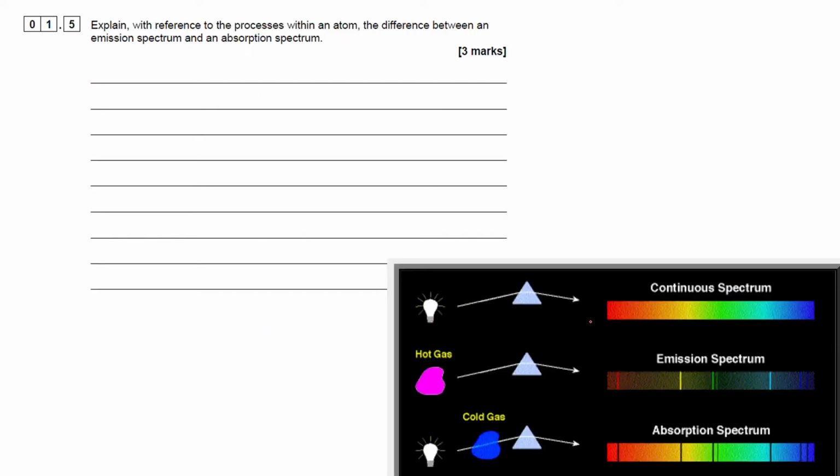The final question, I thought it might be useful to look at this diagram to help us understand the difference between an emission spectrum and an absorption spectrum. In this diagram you can see we have a continuous spectrum. The way this is produced is that you might have a white light source going through a diffraction grating, and we see all the colors of the spectrum, so there are no lines missing and all the lines are visible. It's a continuous spectrum.